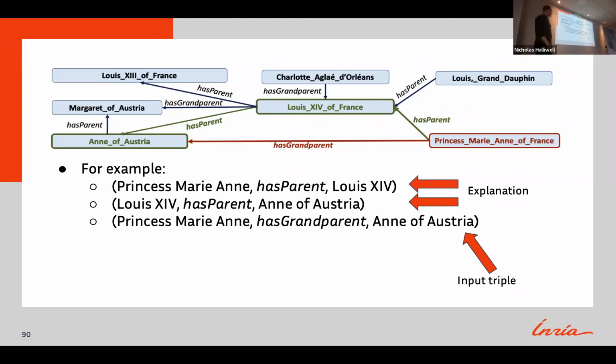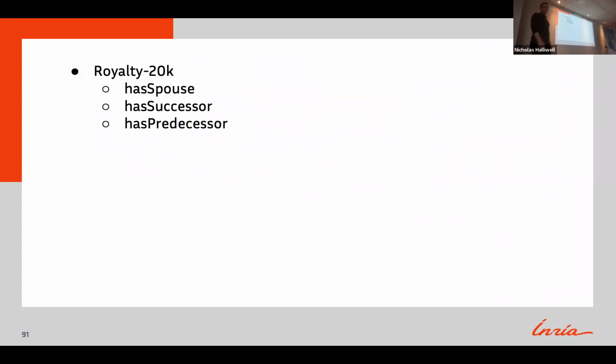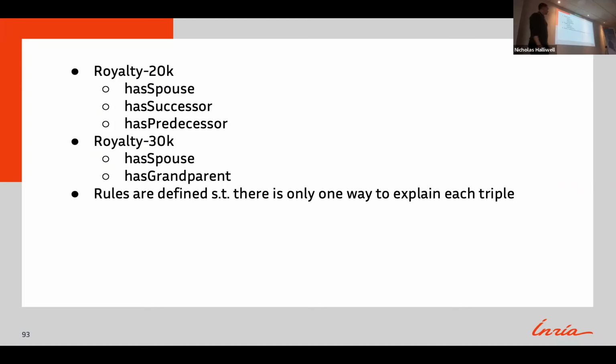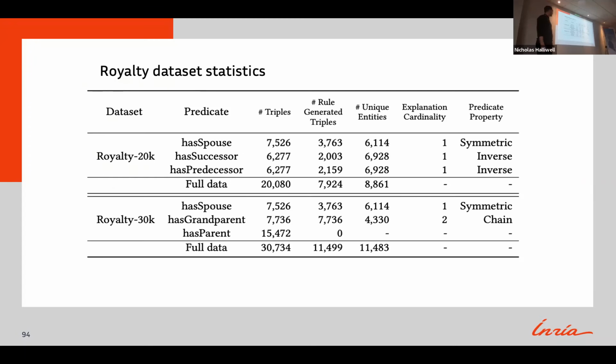In our dataset with ground truth explanations, we would have our input triple with has grandparent, and this would be fed into the explainers. And we would ask them to return these two triples as the explanation. So we define two datasets, the Royalty 20K and Royalty 30K, with these rules: has spouse, has successor, has predecessor, and then on the Royalty 30K, has spouse and has grandparent. These rules are defined such that there is one and only one way to explain each triple.